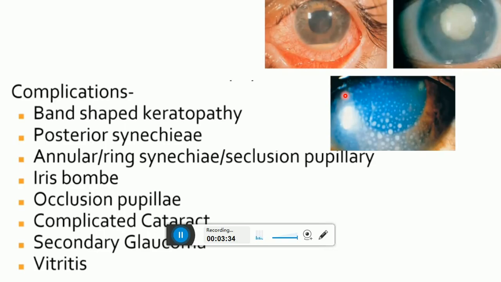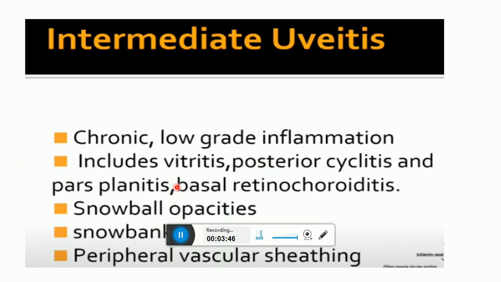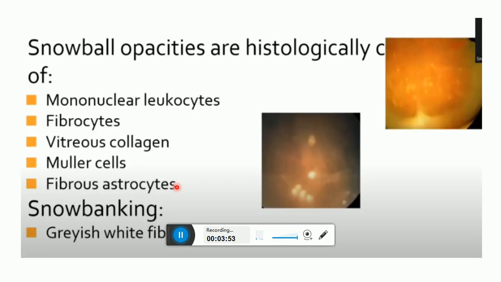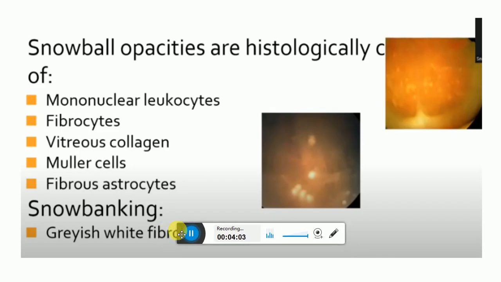Iris nodules may be present and broad posterior synechiae may be formed. Other complications are band-shaped keratopathy, annular ring synechiae, iris bombe, occlusio pupillae, cataract, glaucoma, and vitritis. It can also cause intermediate uveitis. It includes vitritis, posterior cyclitis, pars planitis, snowball opacities. These are the snowball opacities. Also, it can cause snowbanking. Snowbanking is gray-white fibrous exudate plaques.